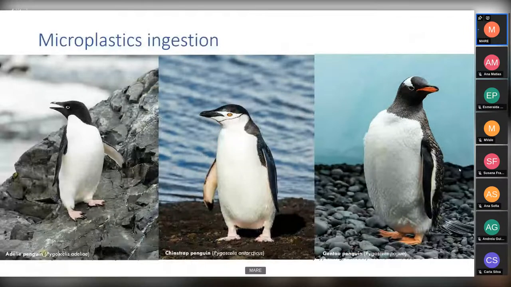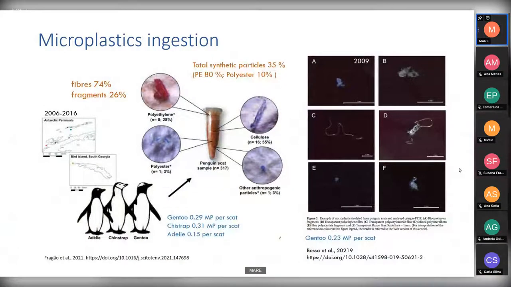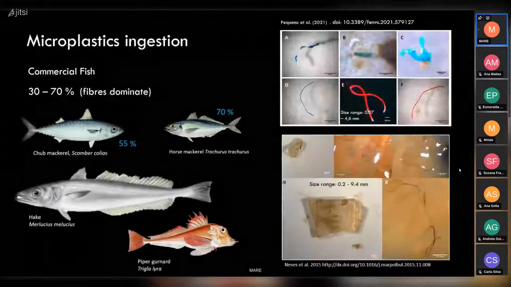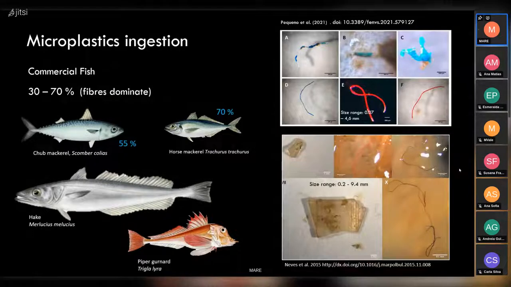Now, I wanted to show you about ingestion, so I chose this work that was done in collaboration with Juliet. We were looking at three species of penguins and at their scats, and we found microplastics there. So this is to say that in the Southern Ocean, which I showed you before, you get these microplastics: fibers and fragments, and they are there. Of course, not all the scats will have microplastics, but they are there. And they are in fish too, in the fish that we eat. And this is also here in Portugal.